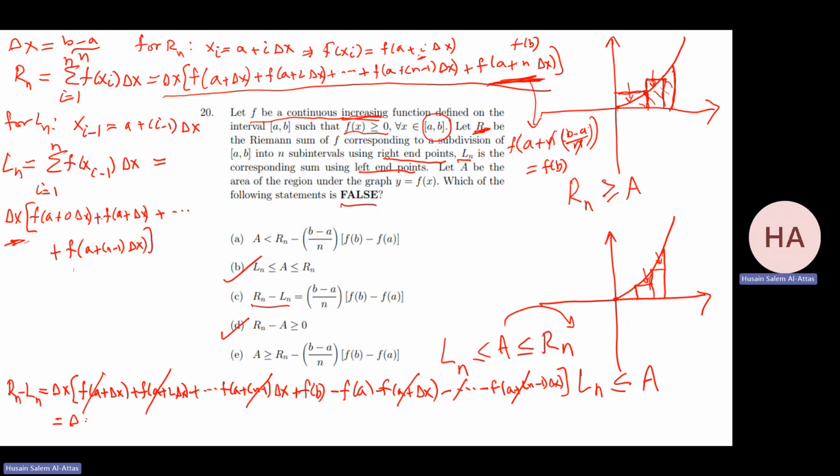That will be delta x times f of b minus f of a. In other words, since delta x is b minus a over n, times f of b minus f of a. So this is true. This is true, since Rn, huh? This one is true.